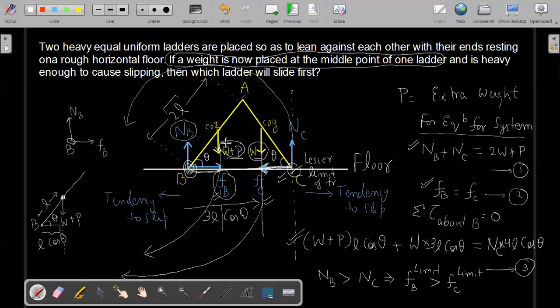So if you put extra weight on the ladder AB, the other ladder, that is ladder AC, will slide first. And similarly, if you put extra weight on the ladder AC, then ladder AB will slide before ladder AC will slide. And that was the question, which ladder will slide first.